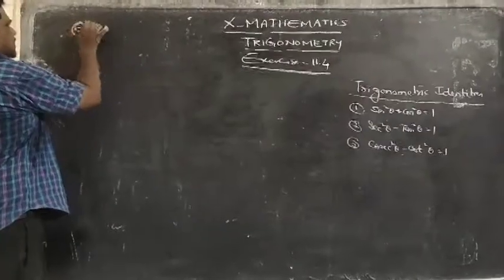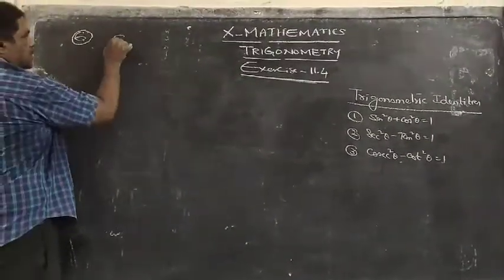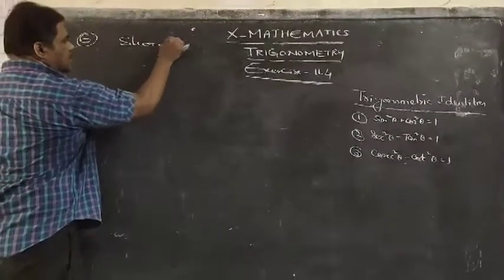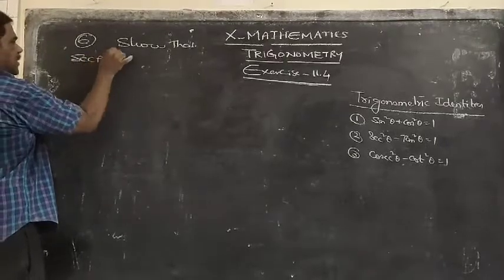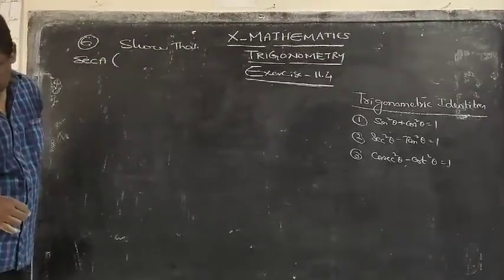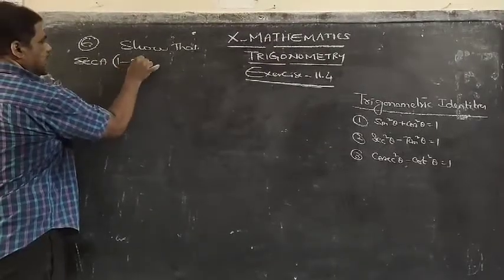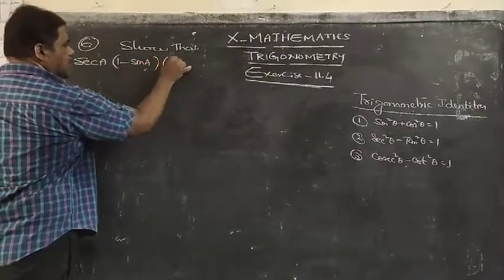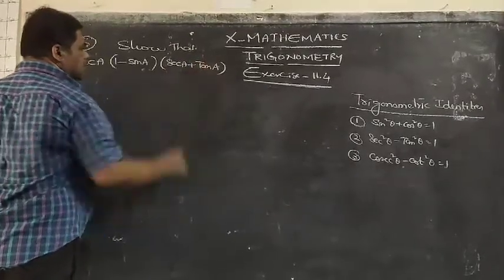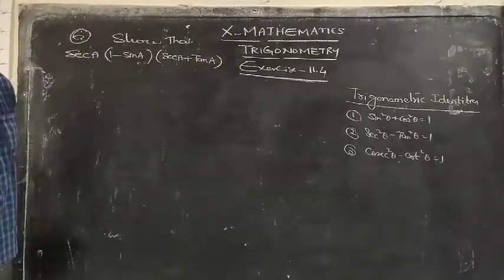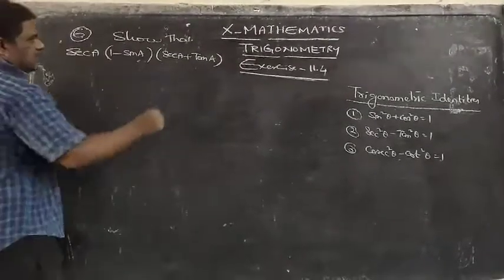Right, question number 6. Show that secant A into 1 minus sin A into secant A plus tan A is equal to 1.